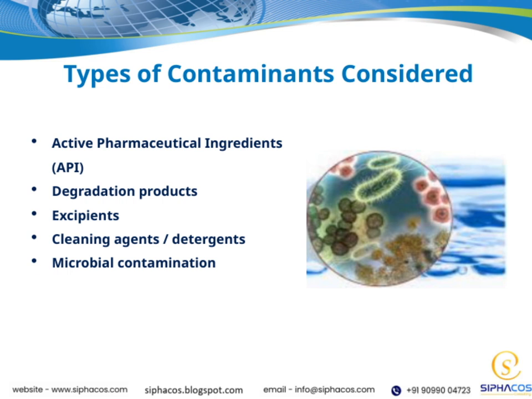Then there's microbial contamination, which is a major concern, particularly in sterile products. Even small microbial presence can compromise the safety of the medication. Overall, these are some of the main types of contaminants we need to be vigilant about, as they directly influence the quality and safety of our pharmaceutical products. Recognizing and controlling these contaminants is essential in maintaining high standards in pharmaceutical manufacturing.